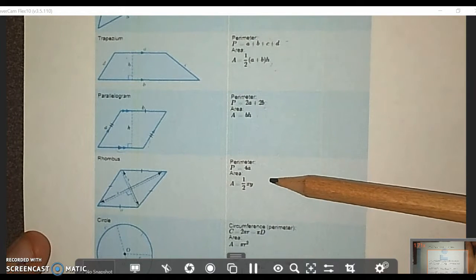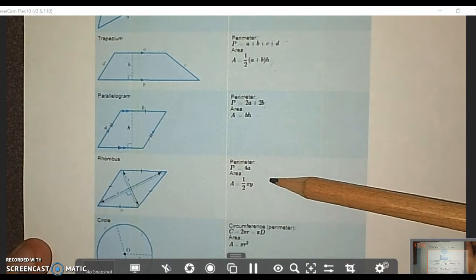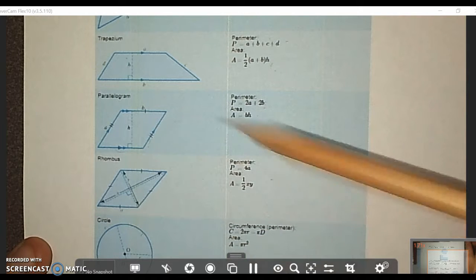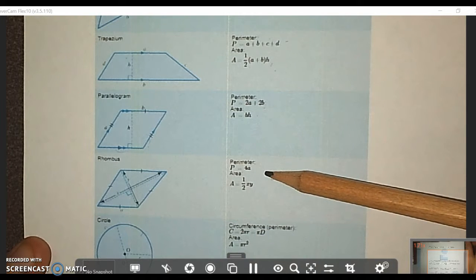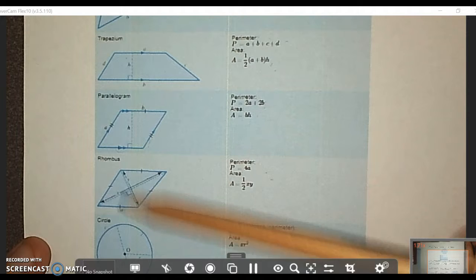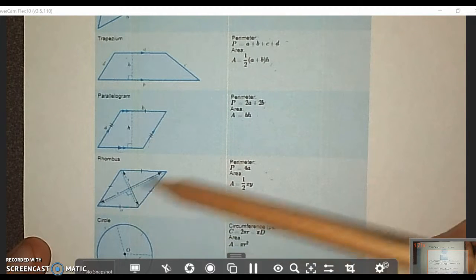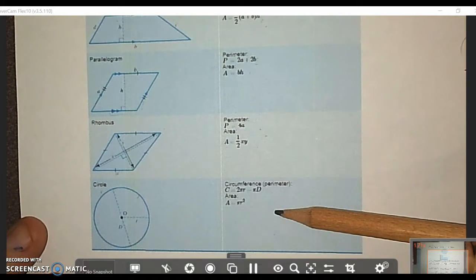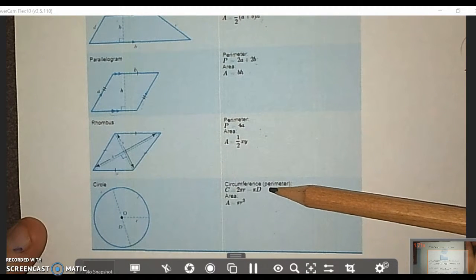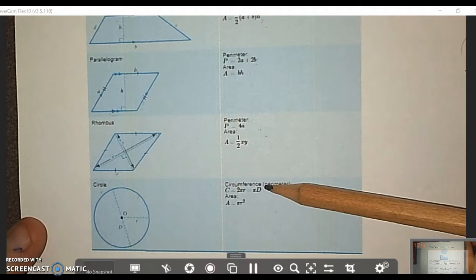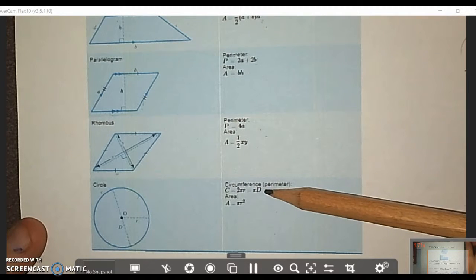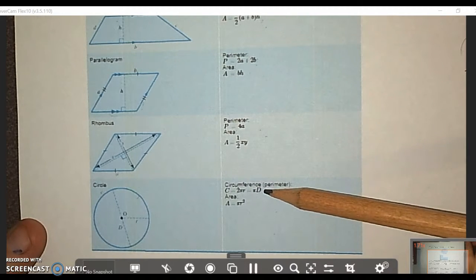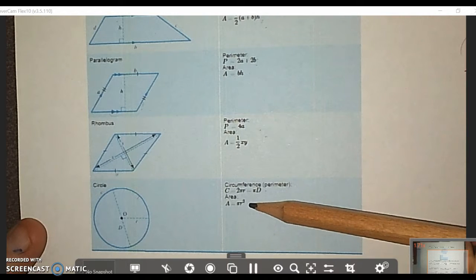Then we have a rhombus, where the perimeter is 4 times the side length because the sides are all the same, and the area is half of its width times its length. And then lastly we have a circle, where the circumference, which is the perimeter, is 2 pi r or pi d, whichever you prefer, and the area is pi r squared.